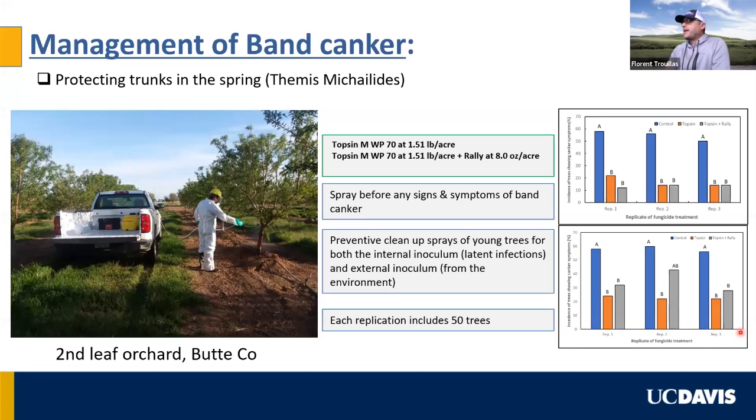For the management of band canker, this is a slide I borrowed from my colleague Themis Michailides. The idea with band canker is to also have preventive sprays of trees before the disease occurs. Basically, where second leaf orchards are in the ground, the idea would be to come with one protective, preventive cleanup spray in the spring. And the work from Themis has shown that just a single preventive cleanup spray of the trunks leads to a good reduction of band canker problems.